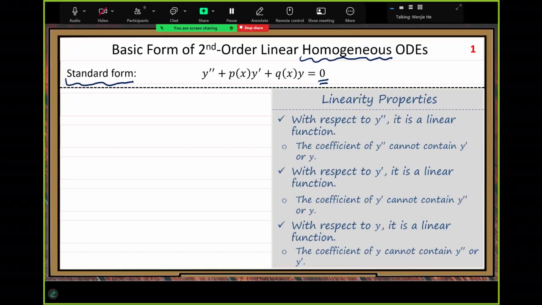So that property will break the linearity property. You won't get a linear ODE.